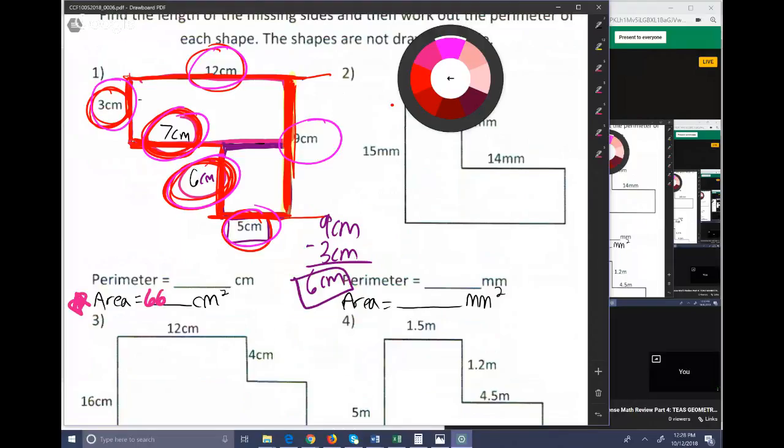That includes every one of my sides and gives me the total distance around if I walked across each of the external edges. So we don't include anything that's internal, and we fill in anything that's external that's not already filled in. That gave me 42 centimeters.